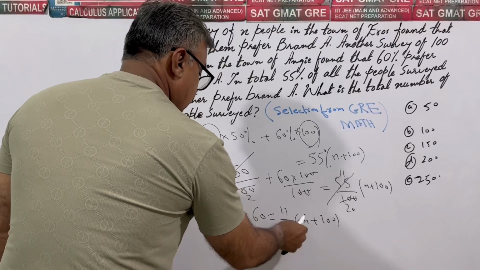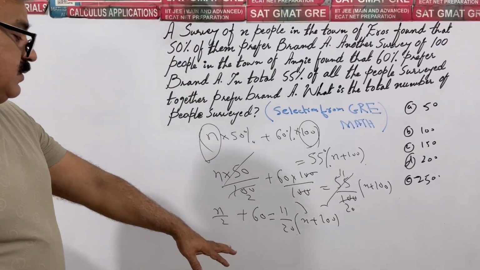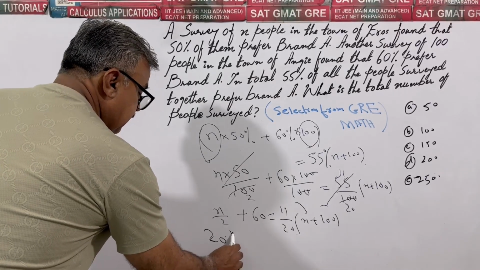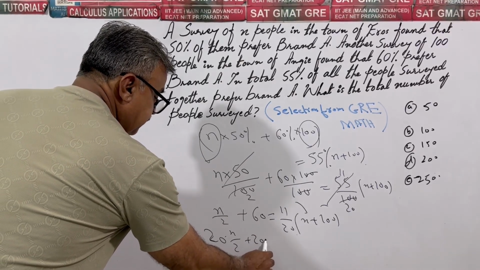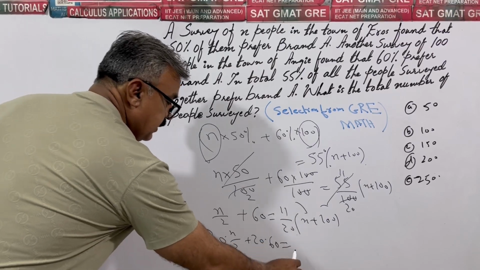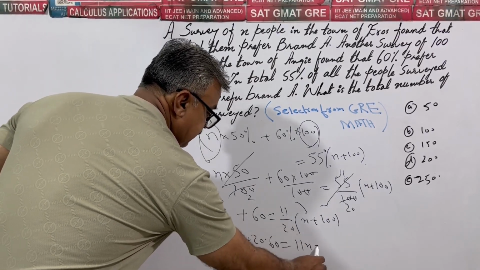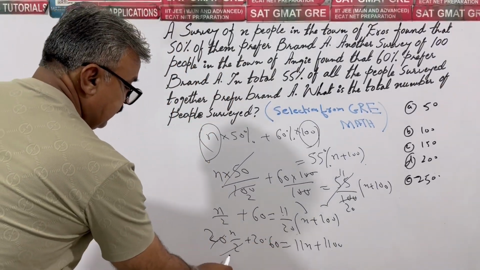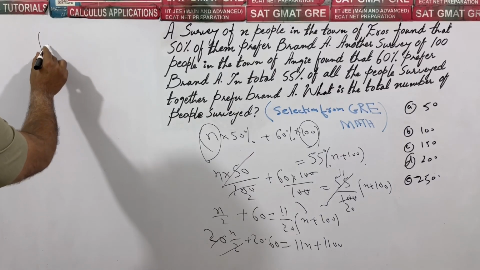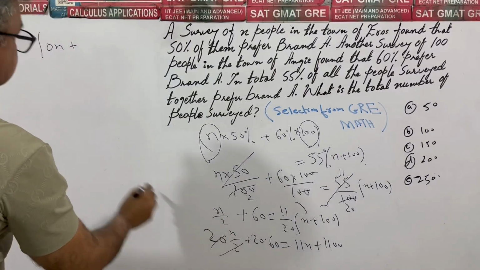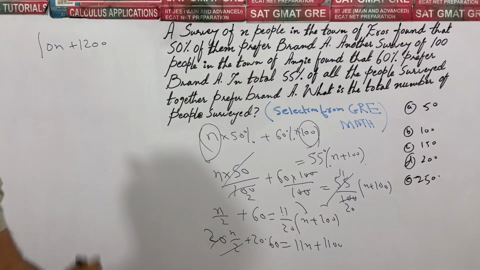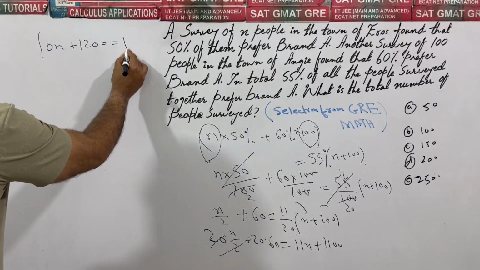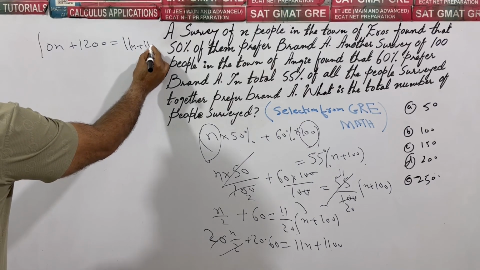The total from Eros and NG. By cross multiplying, shift 20 here: 20 times N over 2 plus 20 times 60 is equal to 11 times N plus 1100. Cancelled out, we have 10N plus 1200 is equal to 11N plus 1100.